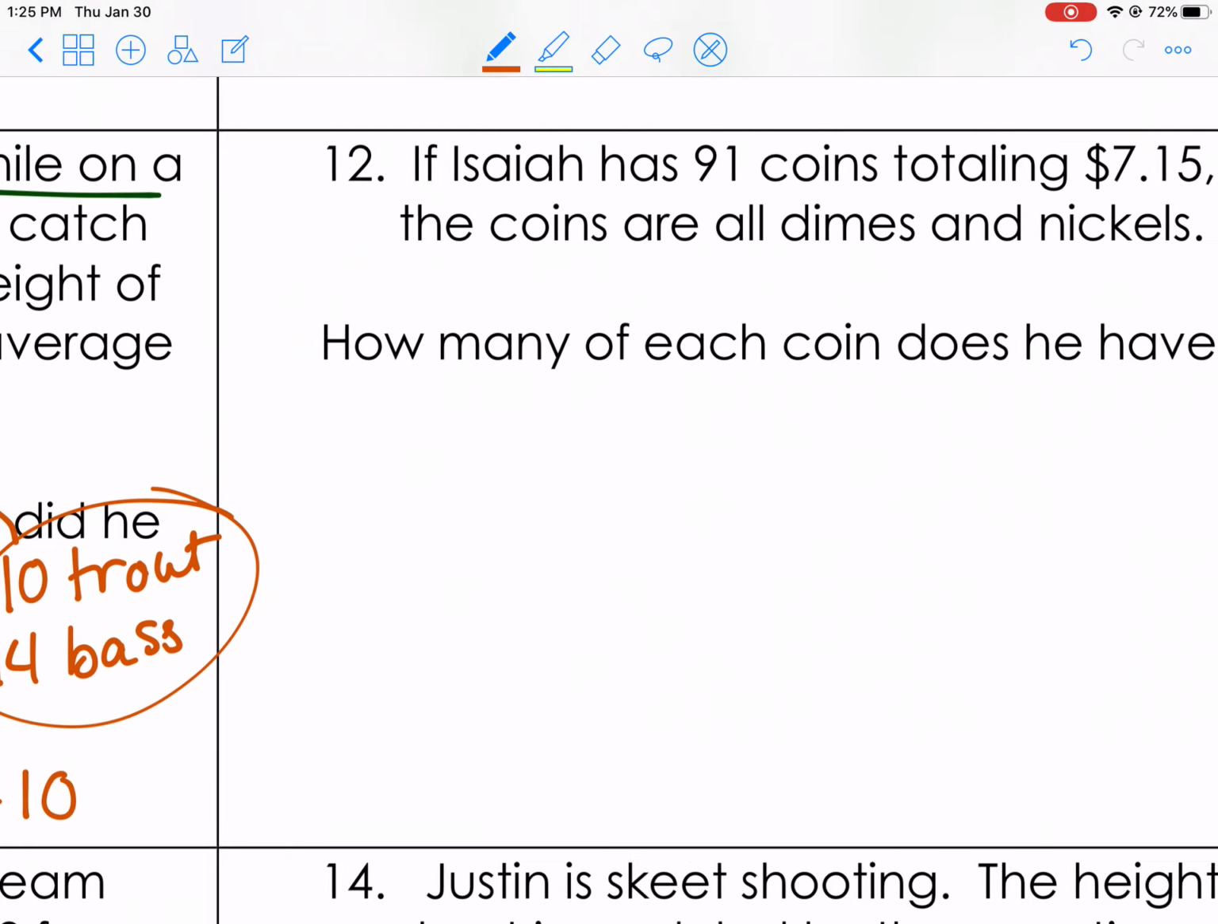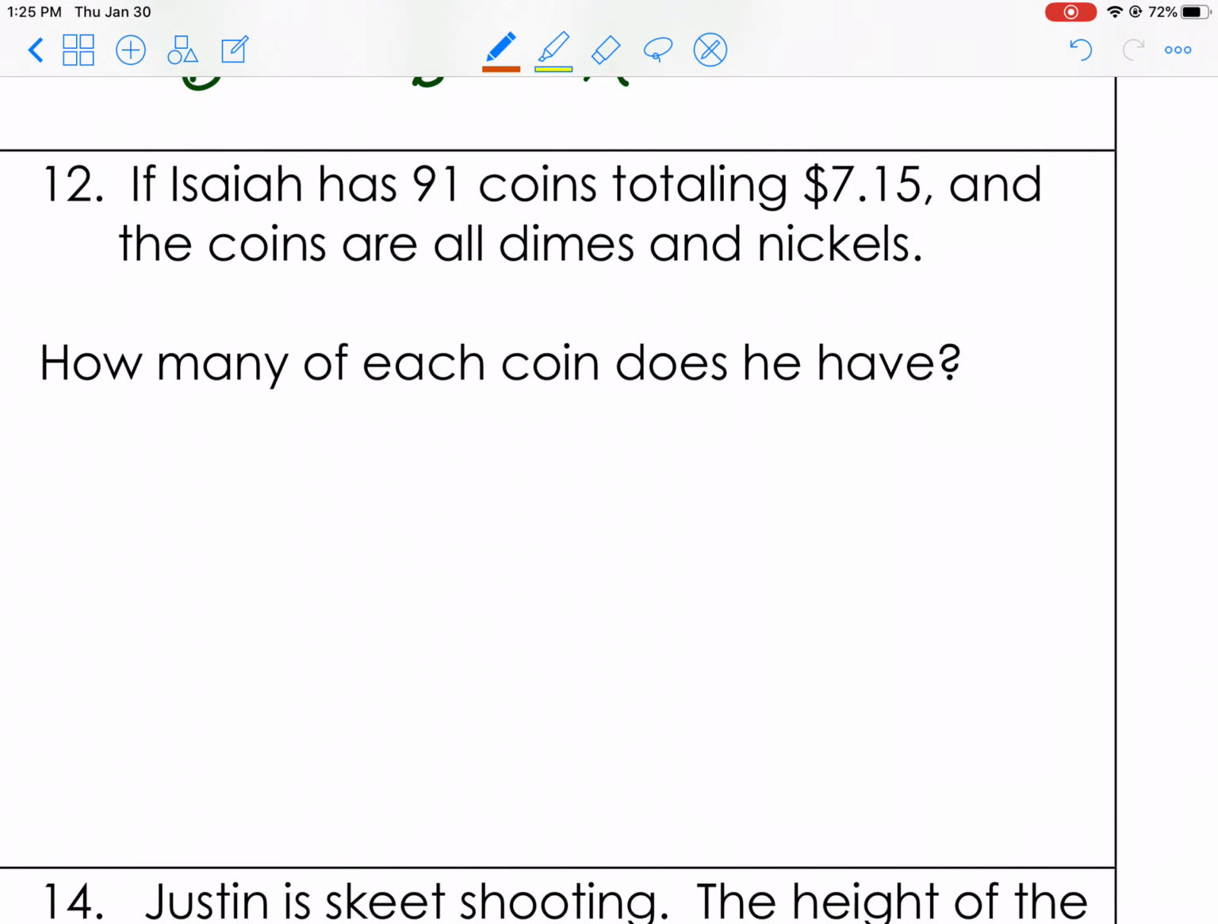Okay, let's do 12. If Isaiah has 91 coins totaling $7.15, and the coins are all dimes and nickels, that's not really a complete sentence, is it? How many of each coin does he have? I probably meant to put a comma there.